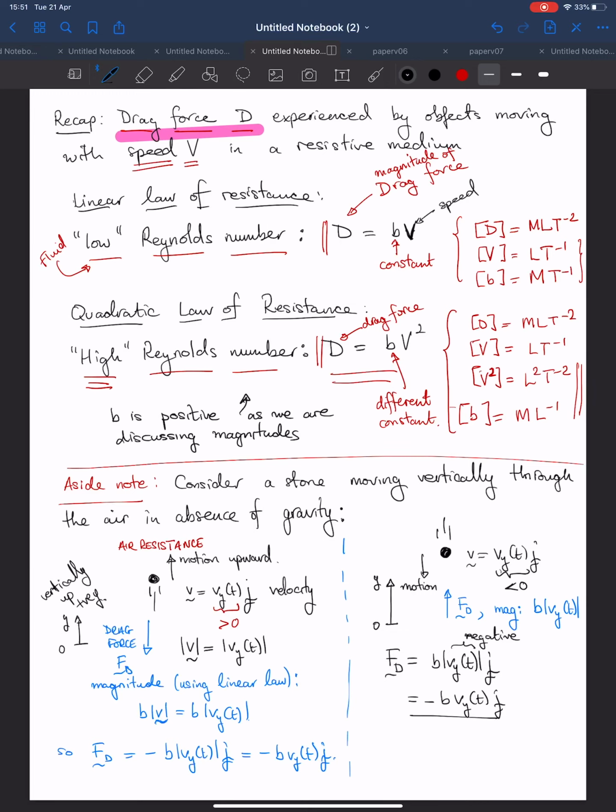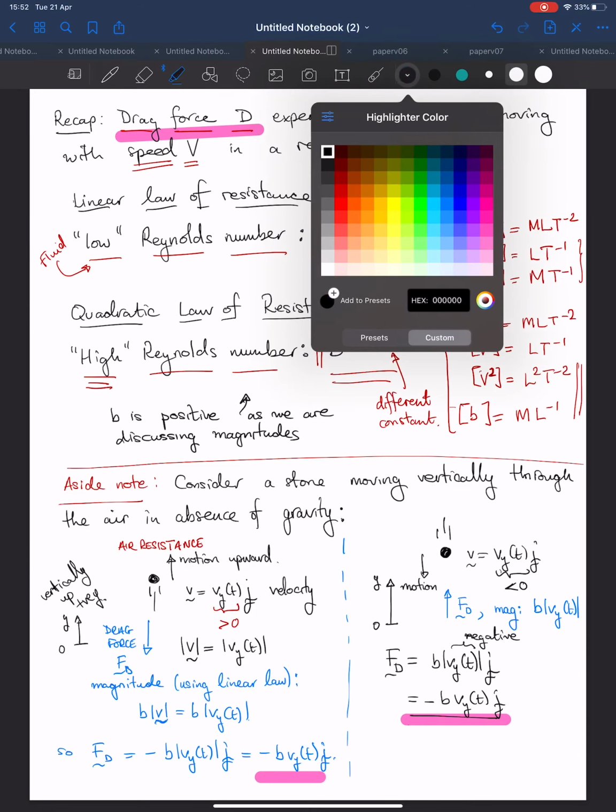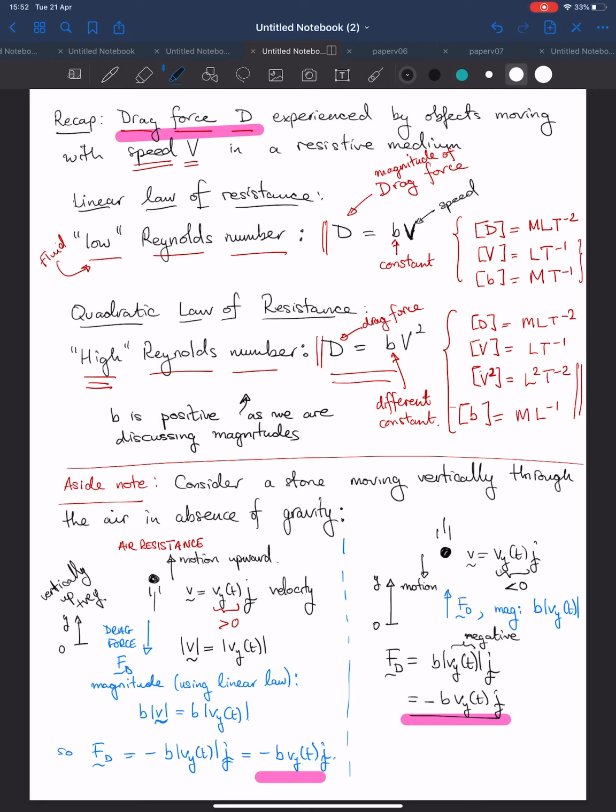And you will see, just by comparison, that the force vector which represents the air resistance for an object on the way down is actually the same as that for the object that moves on the way up. Therefore, let's call this double star. Let's call this star.